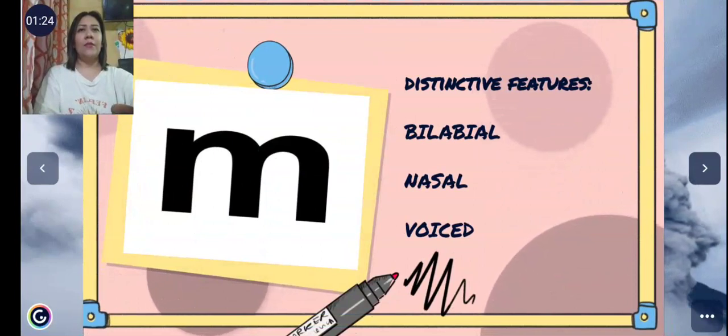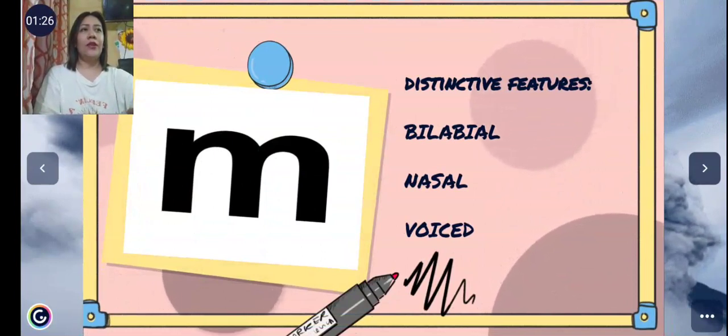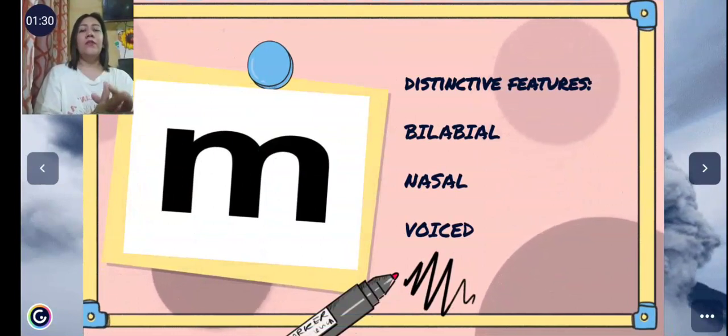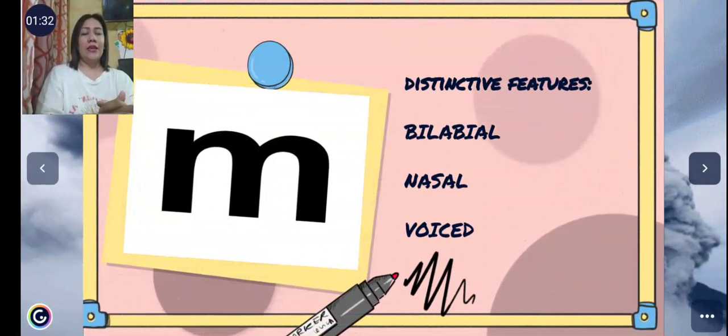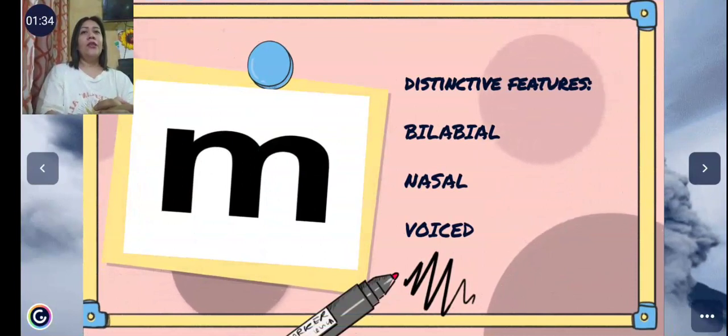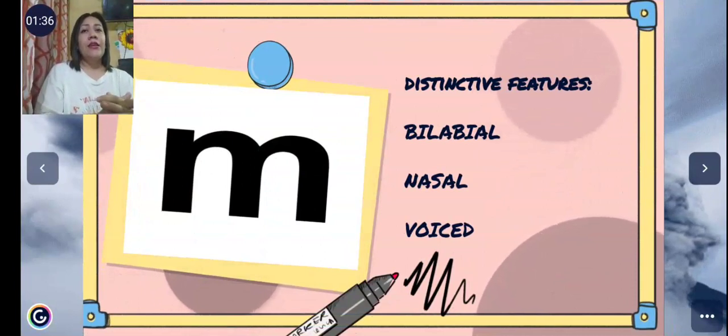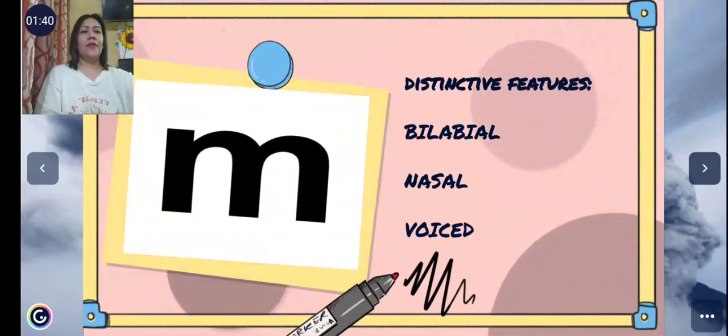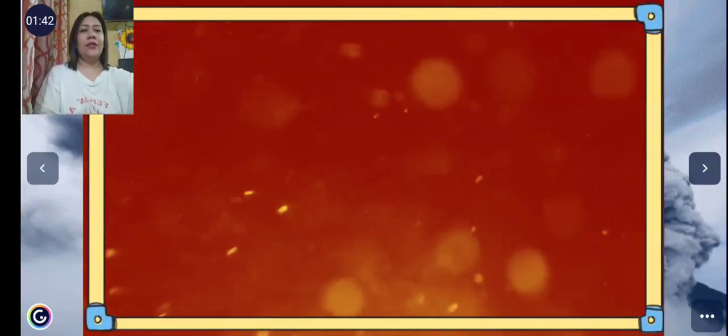Right, here we have some distinctive features about the sound. For example, its place of articulation is bilabial, its manner of articulation is nasal, and its voicing is a voiced sound. Now let's continue with more.